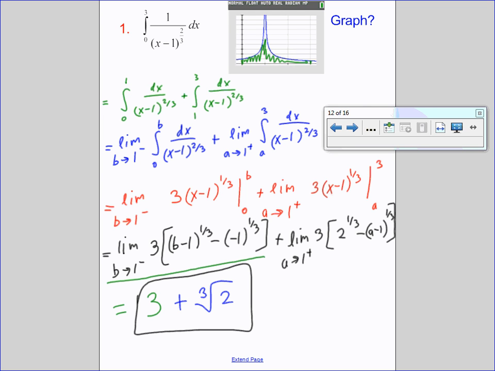Riley? Don't you need the 3 times cube root of 2? Yes, right here, 3. Absolutely right. I forgot about that. You're right. Thank you, thank you. So 3 plus, I can get another color in here. There's that 3. Yeah, thank you, that was my mistake. So 3 plus 3 cube root of 2.